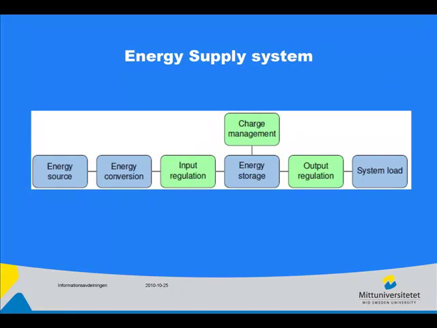If we look at the energy supply, if we have a battery system, we basically have the energy storage, that is a battery, and then we have to regulate, so we get a stable voltage, and then we have a system load, that is the microprocessor, the radio transceiver for communication, and the sensor itself. If we want to harvest energy from our environment, well, then we have an energy source. It could be wind, sun, whatever, convert it to electrical energy, and then have a charge management that charges this storage. It could be a battery or a capacitor, to harvest as much energy as we can.